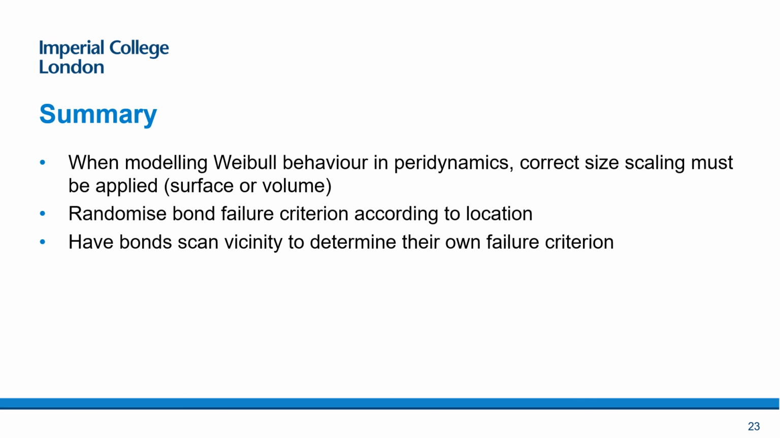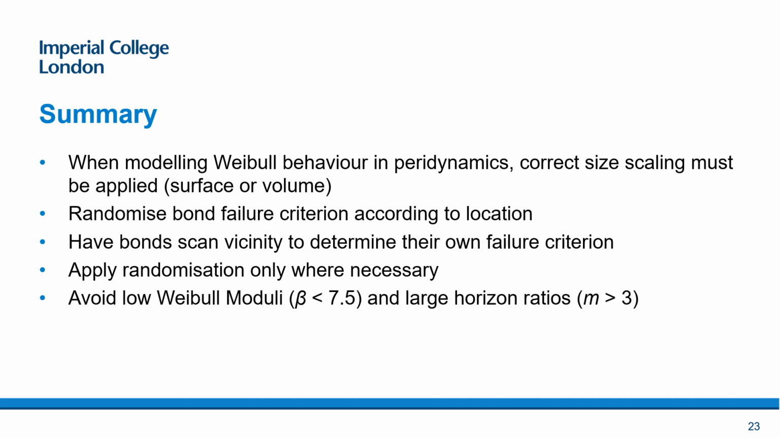And then you have your bonds scan around, so they're not just looking at the material points they're attached to, they're actually looking around themselves a little bit to determine their own failure criterion. And you've got to apply randomization only when necessary. So we had a single failure criterion in the bulk so that we didn't end up influencing our crack growth behavior with this randomization, which is intended to get the crack initiation behavior correct.